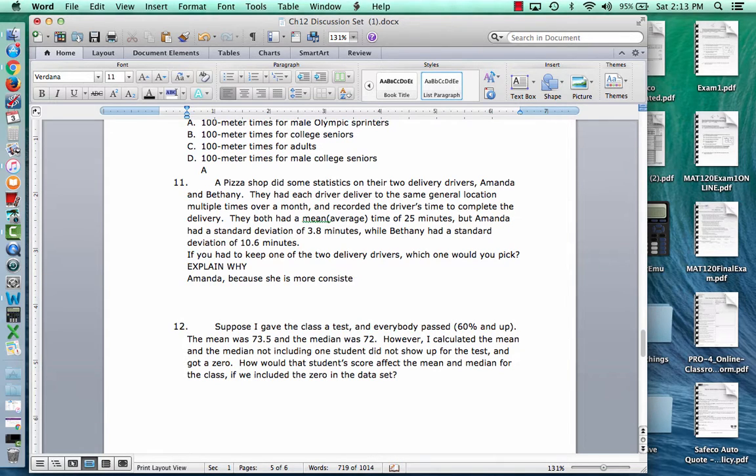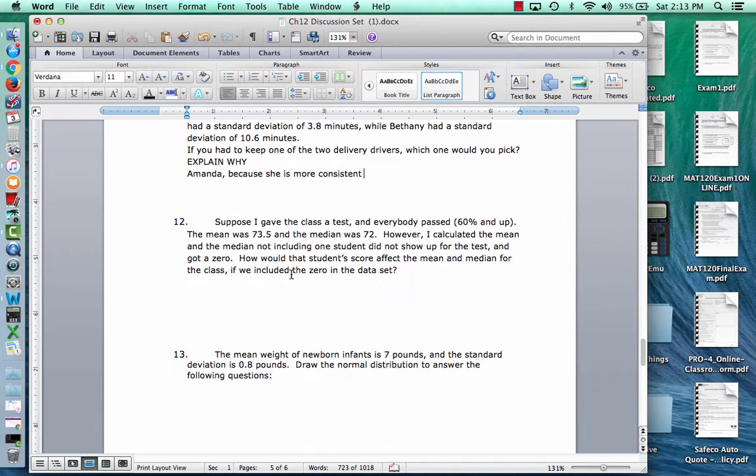While I can't necessarily say that Amanda or Bethany is faster, Bethany probably has the fastest time, but she probably also has the slowest time because she has a wider variation in her times. So reliability is good in many things, especially when delivering pizzas, so I'm going to hire Amanda because she's more consistent.